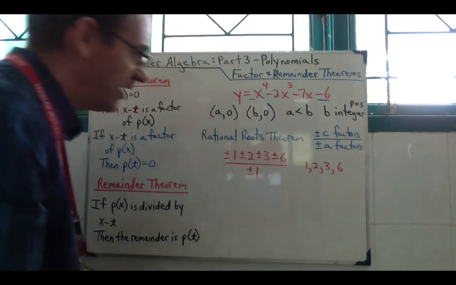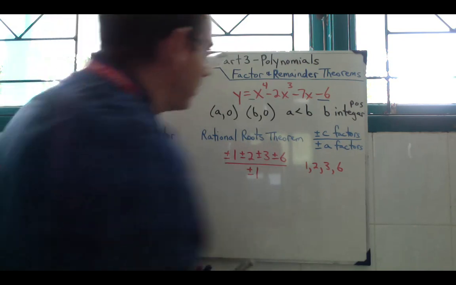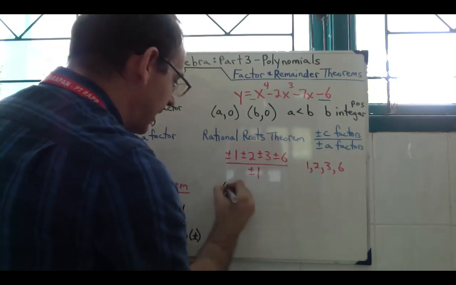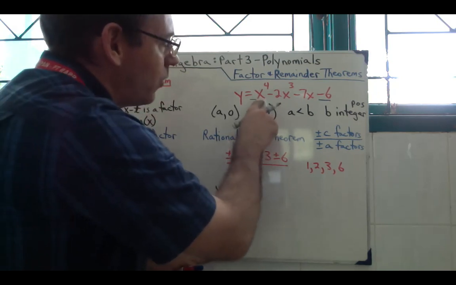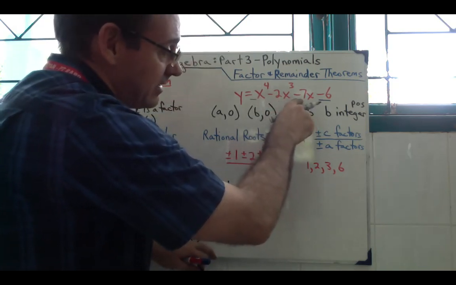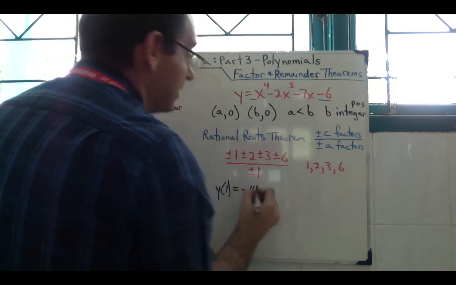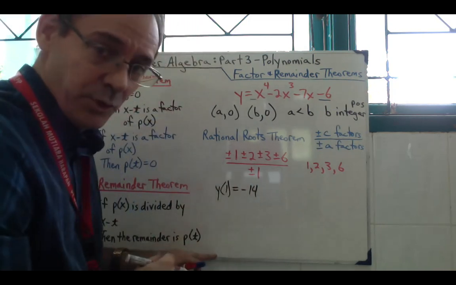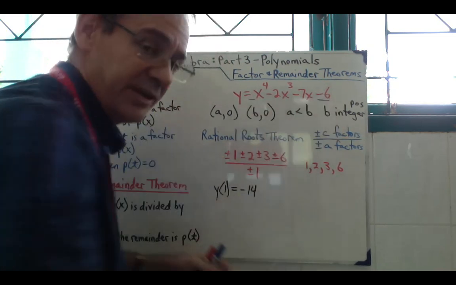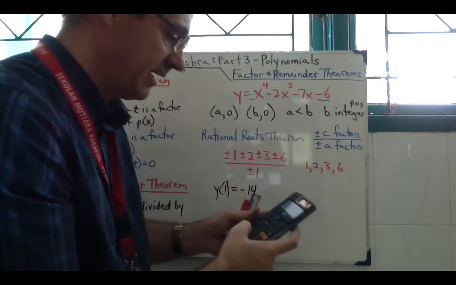So now what you want to do is see which one of these will give you a 0 as an outcome. So we take our y evaluated at 1, and when you check 1, you get 1, minus 2 is a -1, minus 7 is -8, -8 minus 6 is a -14. So that one doesn't work, and you go to the next one. Actually, you can just put it in your calculator and have your calculator save it so that you don't have to redo it every time.